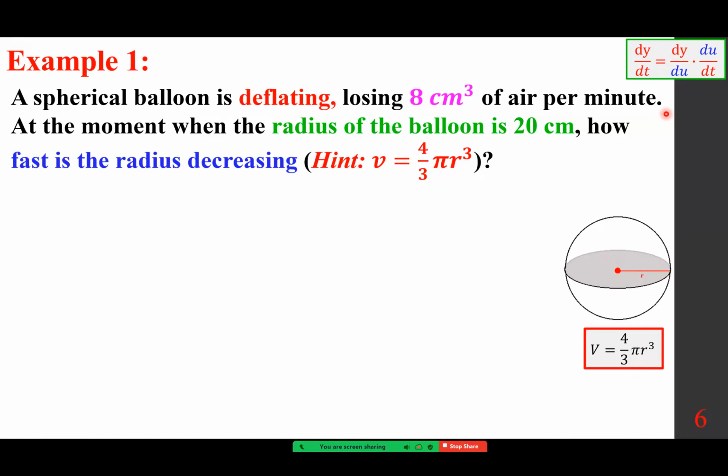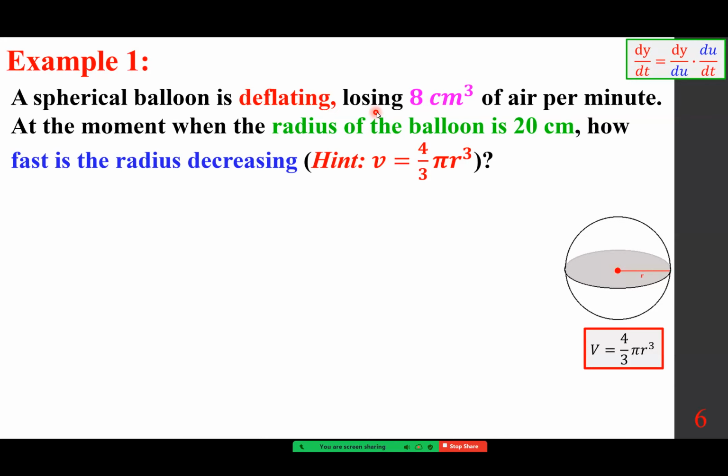So let's see what's given. Let's symbolize it mathematically. So we should have this formula. We should know it. If the balloon is deflating and losing 8 cubic centimeters of air per minute, that means dV/dt, that's the rate, dV/dt is -8. Why? Because it's losing air, -8 cubic centimeters per minute.